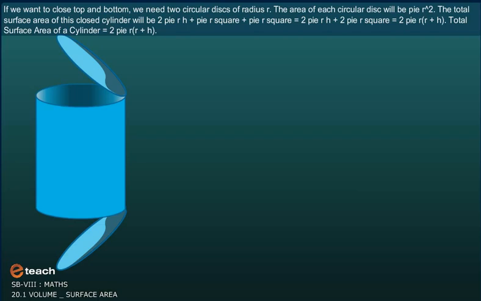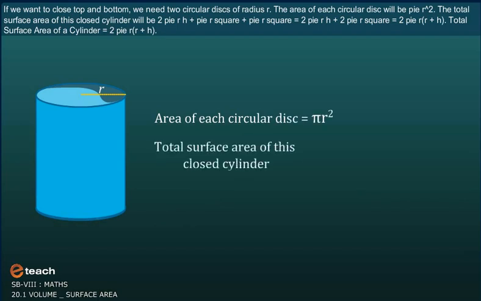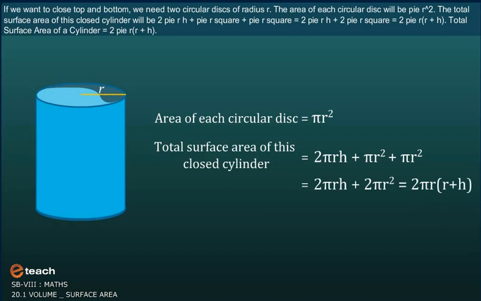If we want to close the top and bottom, we need two circular discs of radius r. The area of each circular disc will be pi r square. The total surface area of this closed cylinder will be 2 pi r h plus pi r square plus pi r square, which is equal to 2 pi r h plus 2 pi r square, which is equal to 2 pi r bracket r plus h. Total surface area of a cylinder is equal to 2 pi r bracket r plus h.